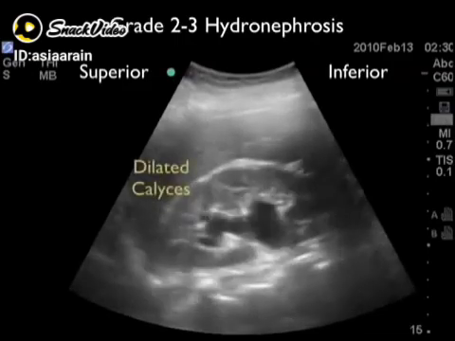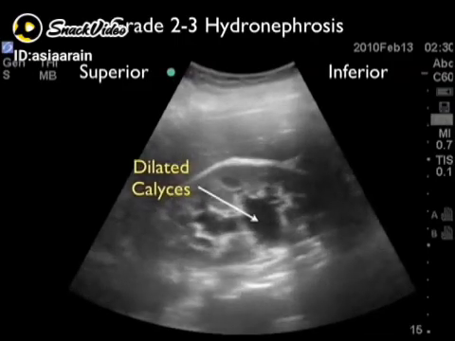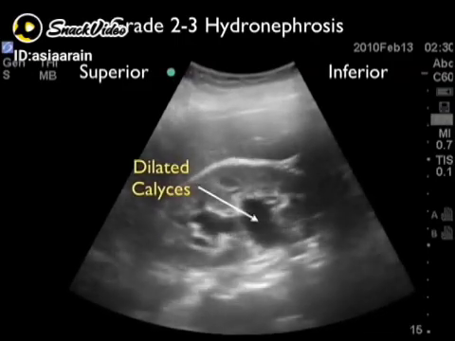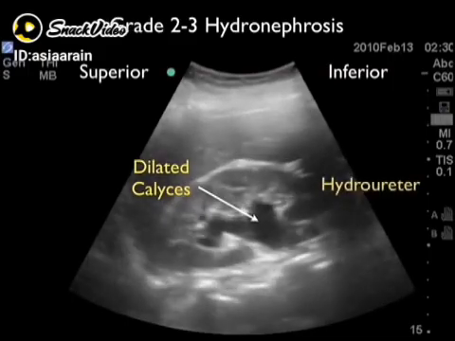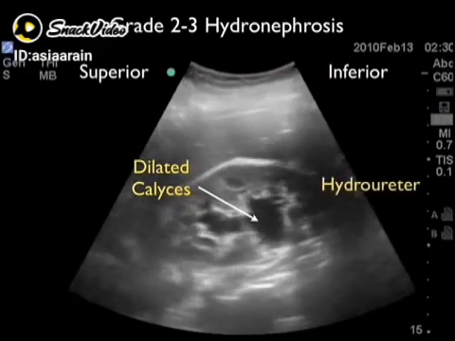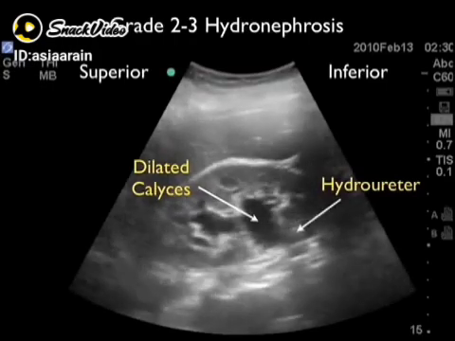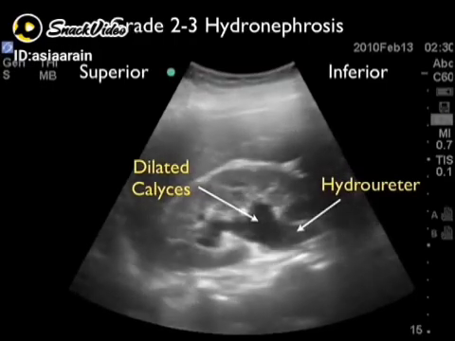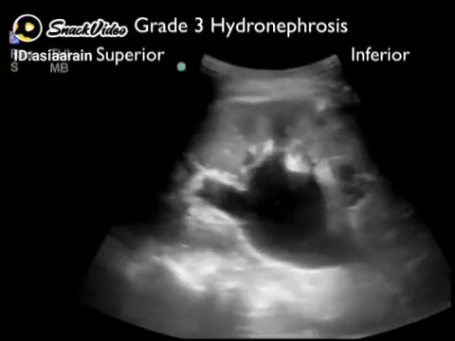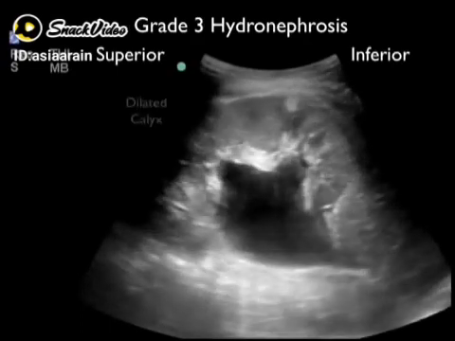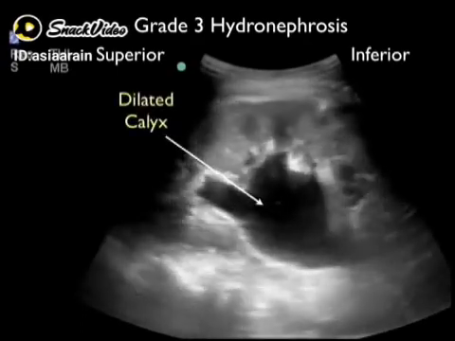Here's a kidney from another patient with a larger kidney stone representing a grade 2 to 3 or moderate to severe hydronephrosis. Again, we see the dilated calyceal region filled with fluid. And in this video clip, we see the hydroureter, the dilated ureter, arching inferiorly away from the kidney down towards the patient's bladder.